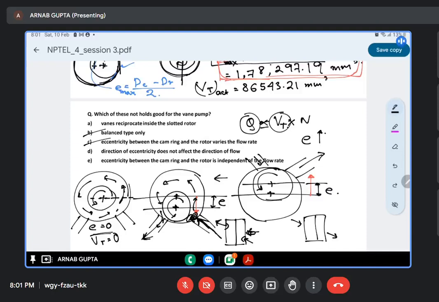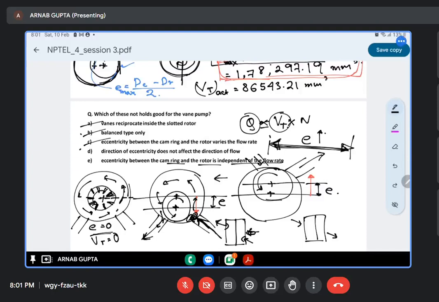Eccentricity between the cam ring and the rotor is independent of the flow rate. This is again wrong. So these two are wrong, and this one also we can say it reciprocates, because it follows a sliding motion. Reciprocation is basically when you have a constant amplitude about which it is sliding, but okay, we can say it's reciprocating.